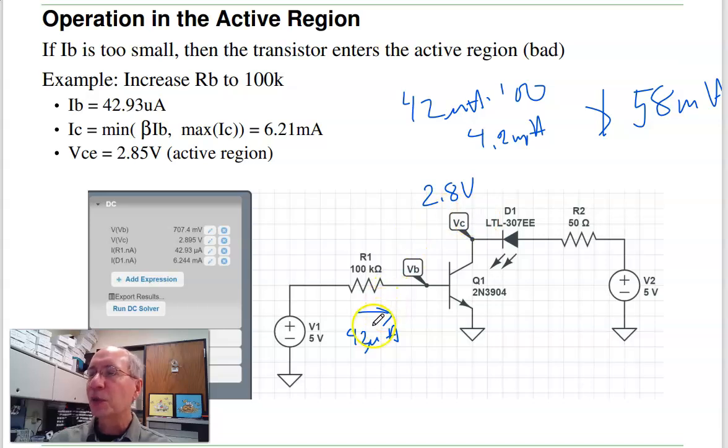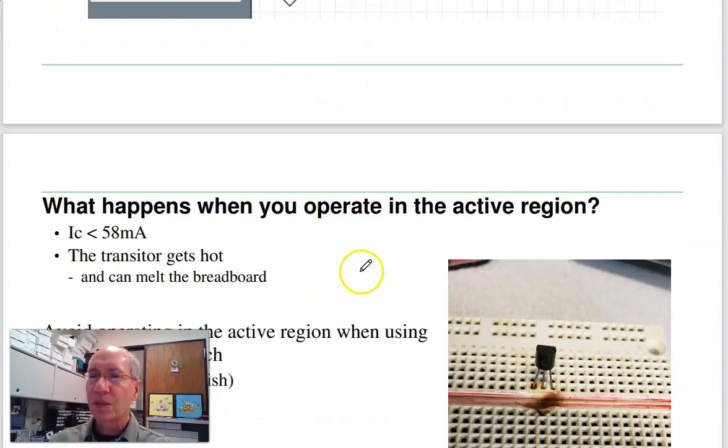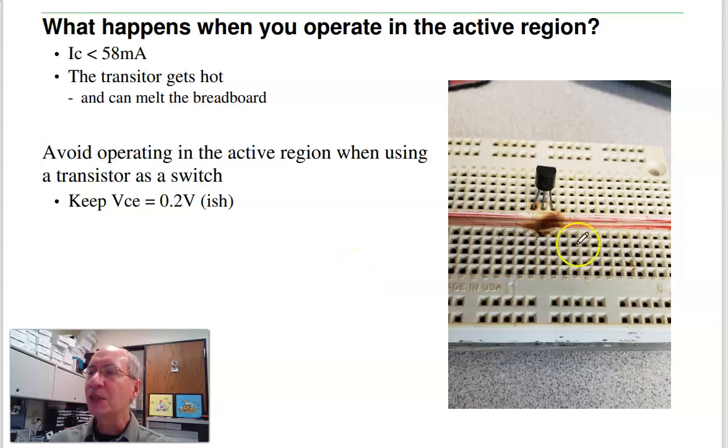To fix it, I need more base current. I need to take R1 and make it smaller. More current will push you up the load line, push you closer to saturated. And again, the reason to do that: if I operate in the active region, it's going to get hot and melt. So don't do that.